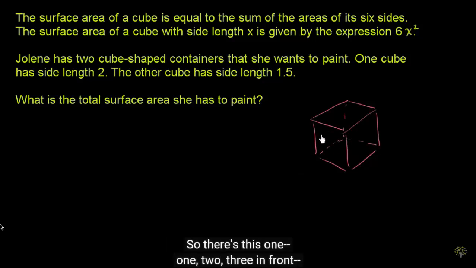So there's this one, 1, 2, 3 in front, and then this is the bottom, this is in the back, and this is also in the back. So you have 6 sides of a cube. So I believe that's what they're saying.